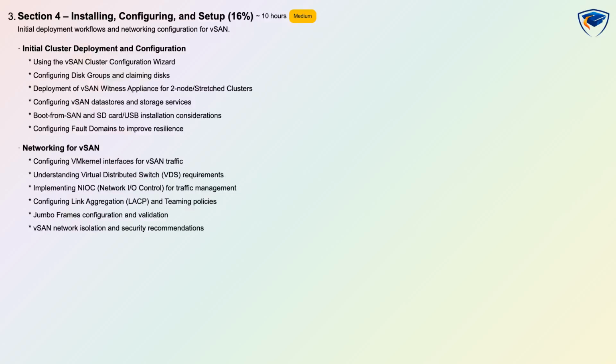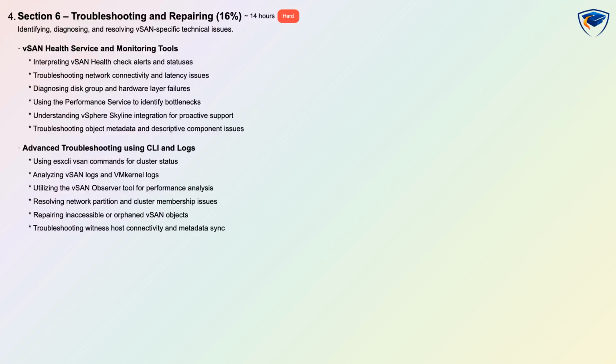Key topics include entering and exiting maintenance mode, selecting data migration options, and managing hardware replacements for failed disks. In Section 7, you'll also learn about managing vSAN encryption, KMS integration and configuration, and RBAC and permissions for vSAN administration.